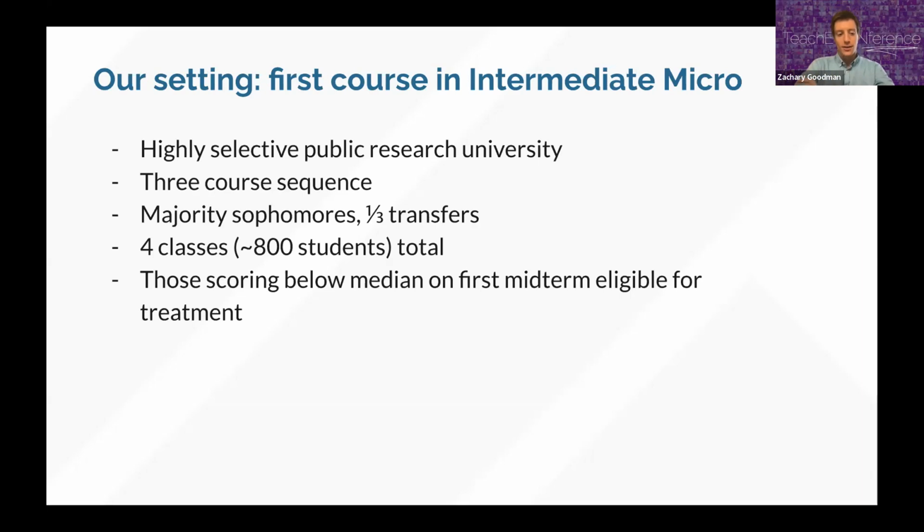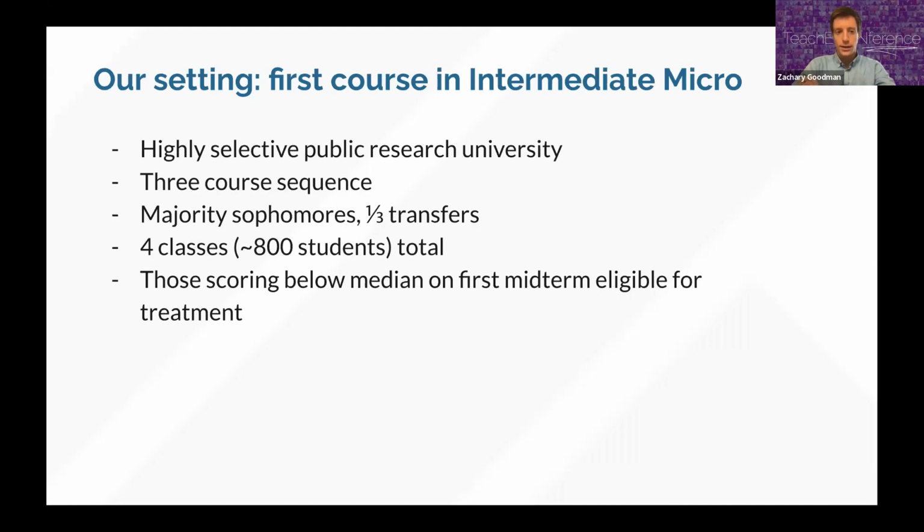At UCSD, Intermediate Microeconomics is a 3-course sequence. The first course where we tested this is mostly sophomores, and it's about 1/3 transfer students. And most of these students haven't yet declared a major, but most will end up going on to economics or another tangential major. For this experiment, we ran it over 4 classes, which each have about 200 students. So these are pretty large lecture classes.